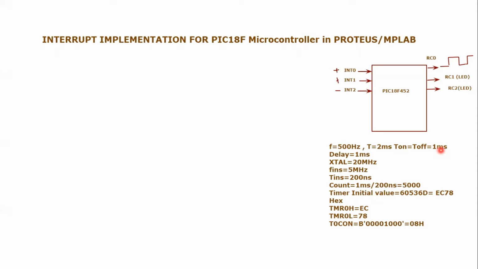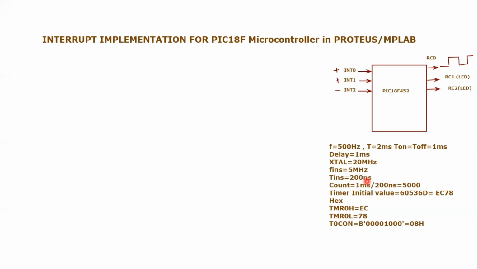So that means we want to produce a delay of 1 millisecond. And let's assume that the crystal oscillator attached to this microcontroller is 20 megahertz. So we know that the instruction frequency can be calculated by dividing by 4. So 20 megahertz divided by 4 will become 5 megahertz. Similarly, we know that the instruction frequency is 5 megahertz, so the reciprocal of it will be the time of one instruction. So the time of one instruction is 200 nanoseconds.